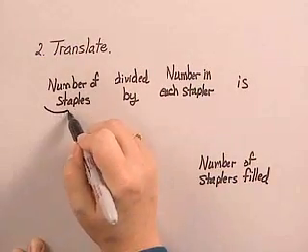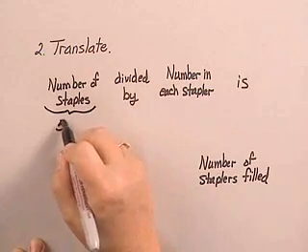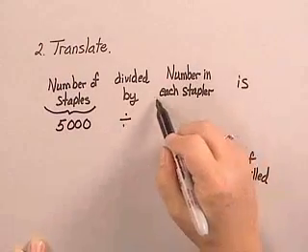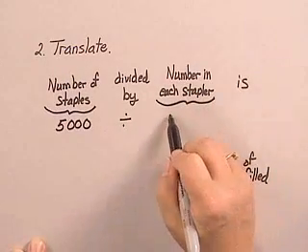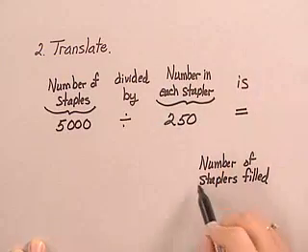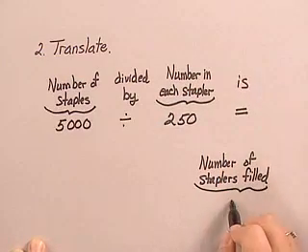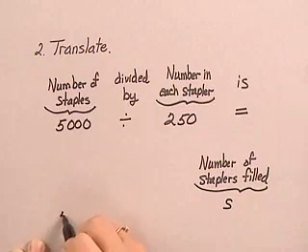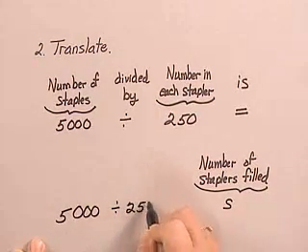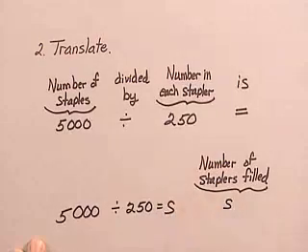So we have the number of staples in the box was 5,000, divided by the number in each stapler is 250, is, and the number of staplers filled we said was S. So we have the equation 5,000 divided by 250 equals S.